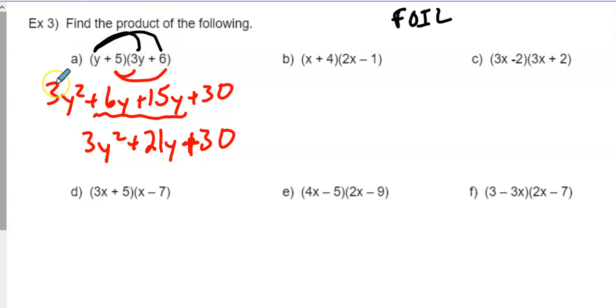The first two terms is typically this number here. And then when you do, again, what we call the outer and the inner terms, so the outermost and the innermost always form these, which we have to add together.